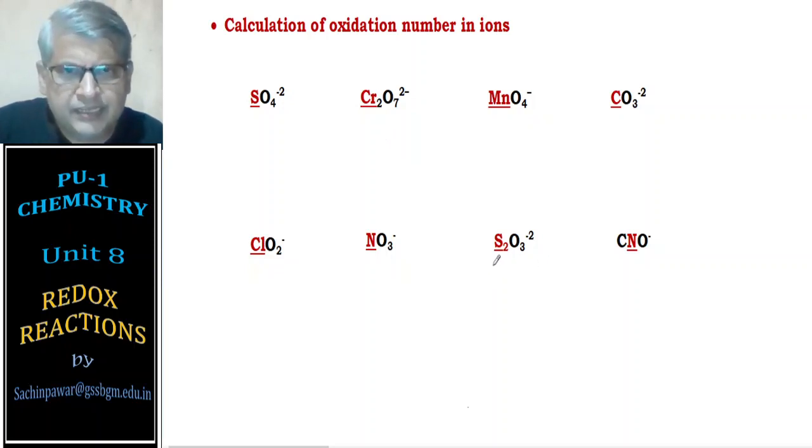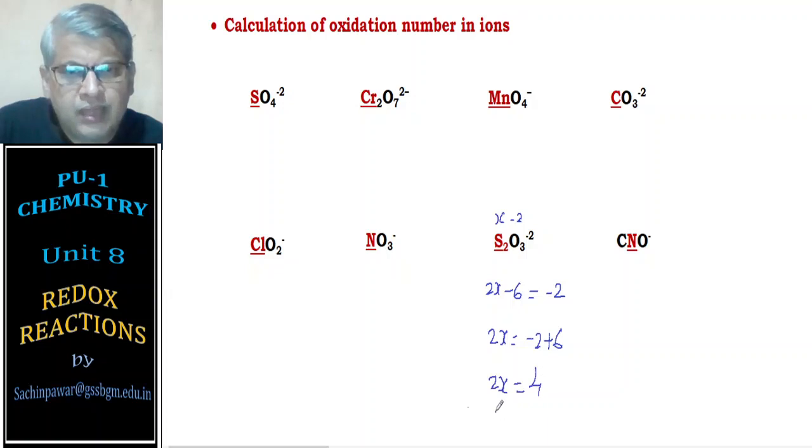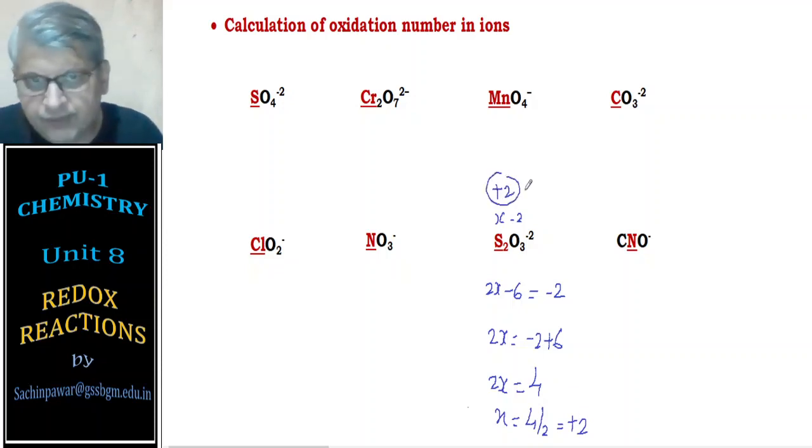Just to give an example, let us take S2O3 2-. I want to find out the oxidation number of sulfur, so I will say it is X. Oxygen I know as -2, so it is X into 2, that is 2X, plus -2 into 3, which is -6, that is equal to the charge on the ion, that is -2. So 2X is equal to -2 plus 6, that is 2X equals +4, and X equals 4 by 2, that is 2. So sulfur is in +2 state.